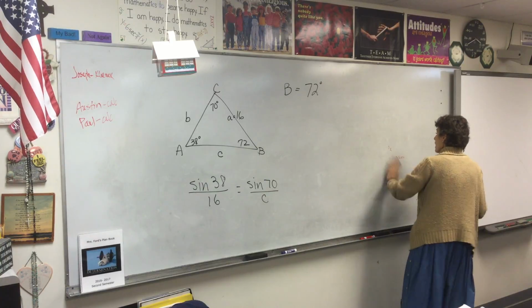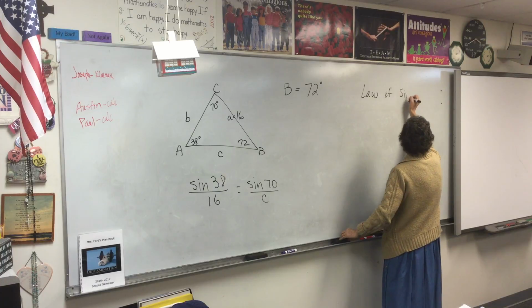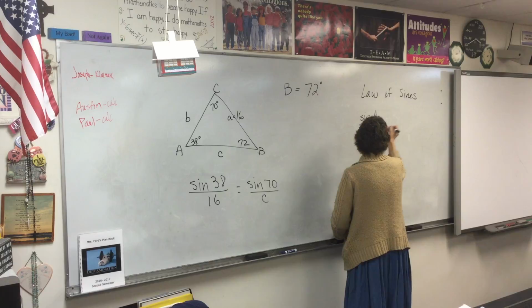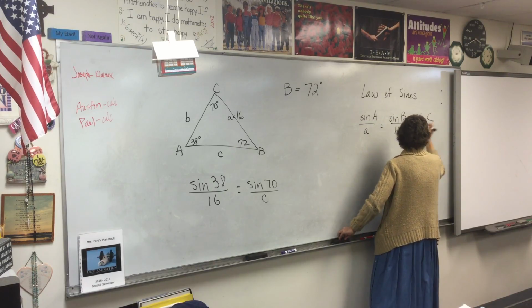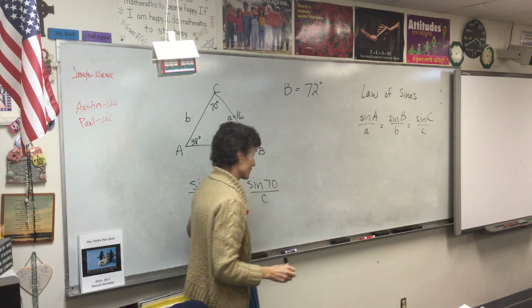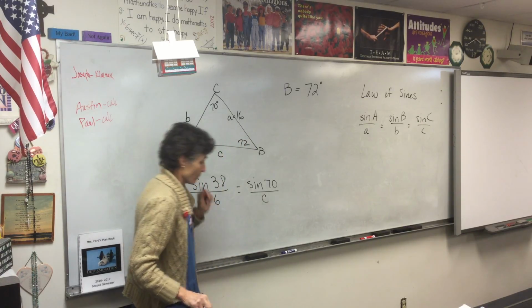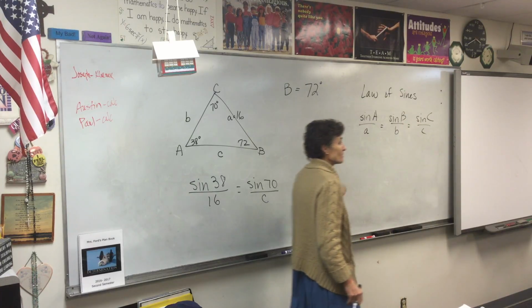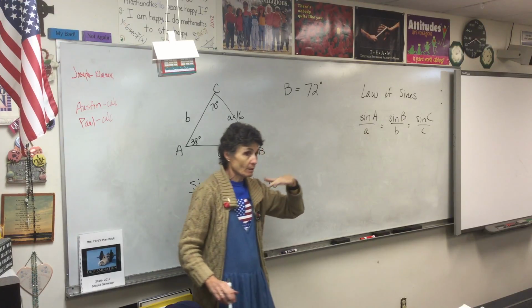The law of sines is simply a proportion. It says the sine of A over A equals the sine of B over B and the sine of C over C. Now we only use two of those at a time, two fractions at a time, but you can use any two. Remember, what do the capital letters stand for? Angles. And the small letters stand for the opposite side. Okay?